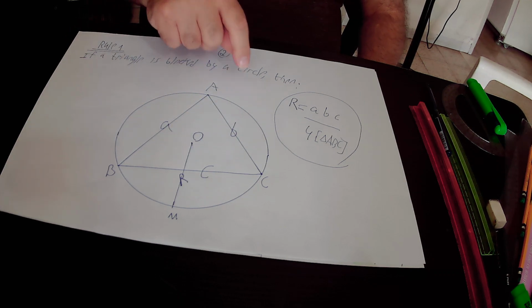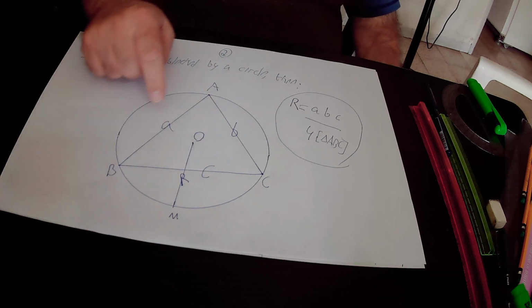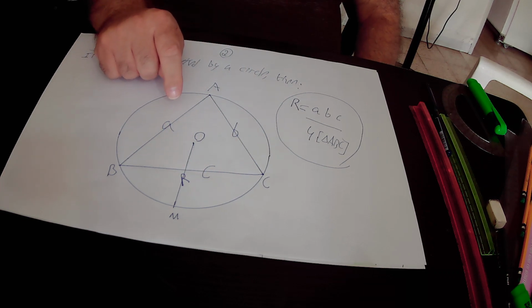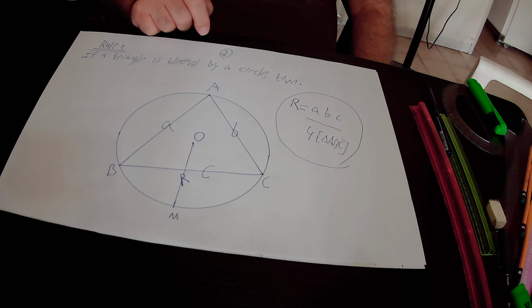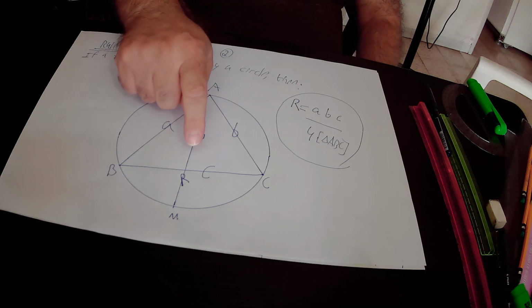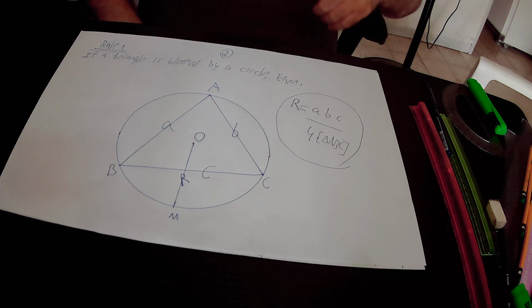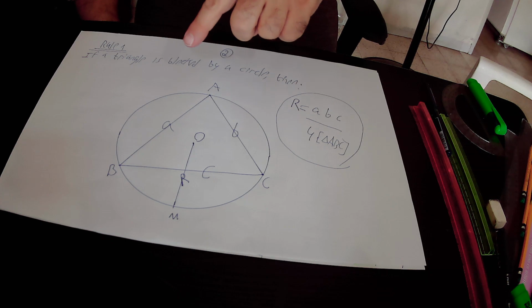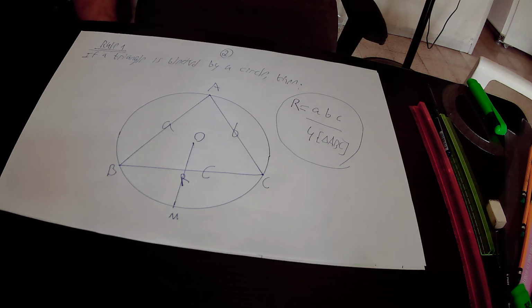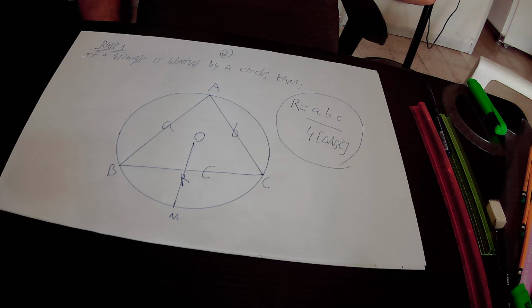So the radius of this circle that blocks triangle ABC will be equal to A times B times C. That is, the multiplication of the side lengths of the triangle by each other, over 4 times the area of triangle ABC that is blocked by the circle. Again, whenever you have a triangle that is blocked by a circle, the radius of the circle will be equal to A times B times C, the multiplication of the side lengths, over 4 times the area of the triangle.